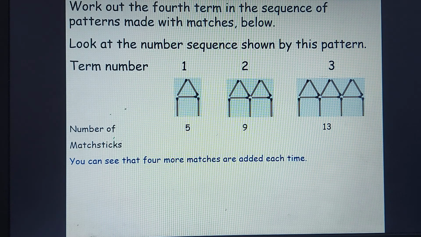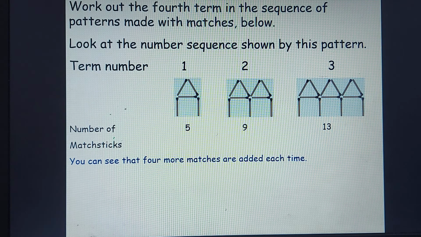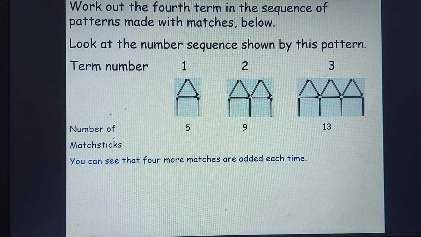So 5 plus 4 will give you 9, 9 plus 4 will give you 13, and 13 plus 4 will give you 17, and it goes on and on like that. Remember I mentioned earlier that you need to look at what is happening from one term to the next. See if that is what is happening for every term before you can finally conclude that yes, you have plus 4 for each of them to get the next term. So 5 plus 4 will give you 9. 9 plus 4 will give you 13.